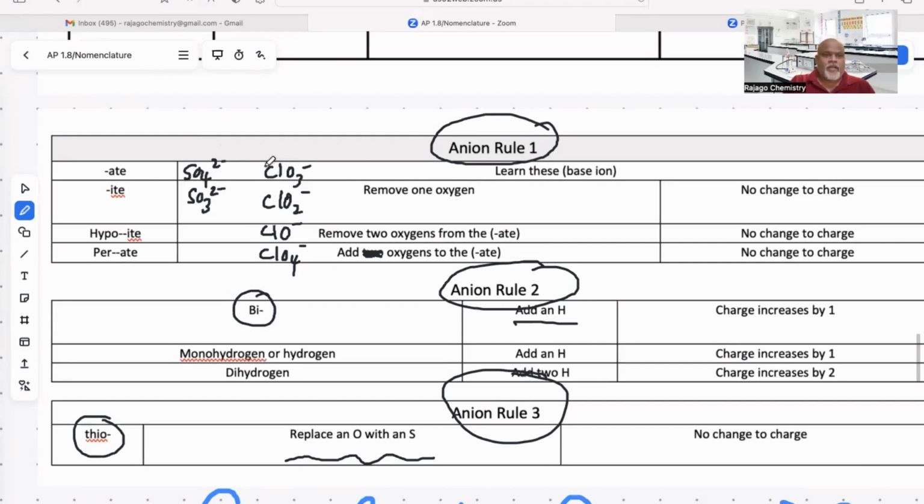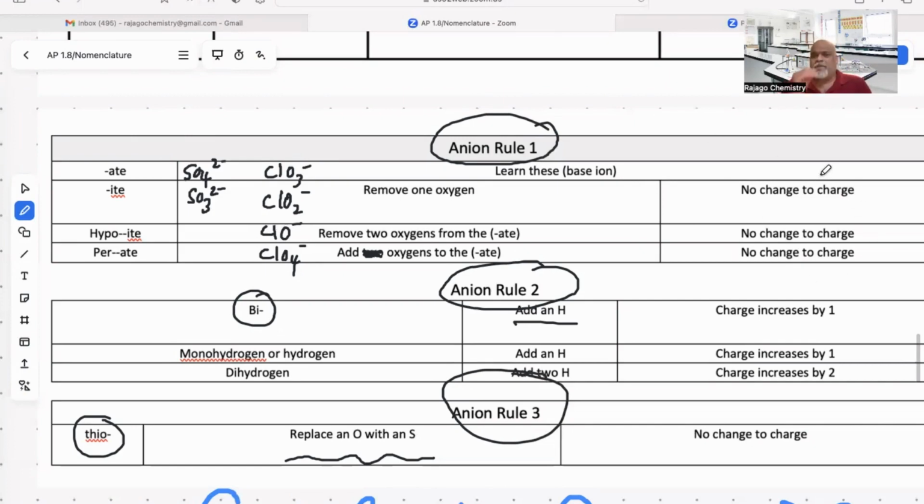If it is a chlorate, okay, ClO3-, and if it is chlorite, it becomes ClO2-. You have to remove one more oxygen. And if it is hypochlorite, you have to remove one more oxygen. So you remove 2 oxygens here. If it is a perchlorate, then you have to add one oxygen to the chlorate. So ClO3 becomes ClO4-. Okay. But there is no change in charge.